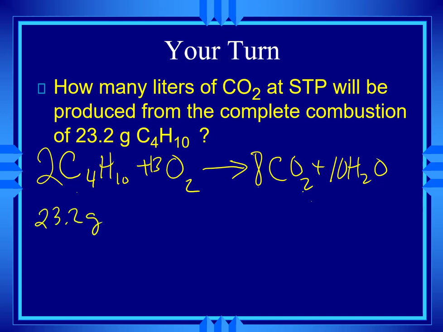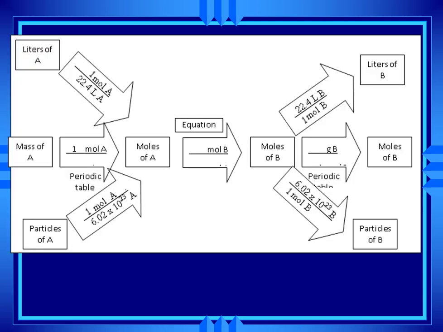23.2 grams of C4H10. Now, they want liters of CO2. So let's go to our diagram and see how we're going to get there. Okay. So I'm starting with grams, right? So I'm starting here. They want liters over there.